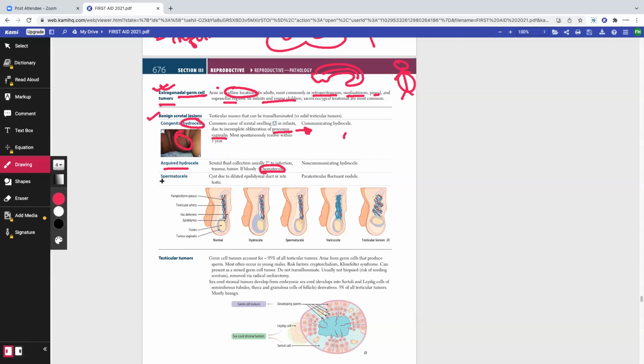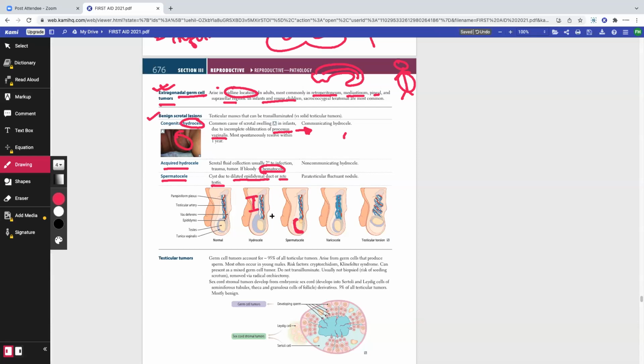Okay, hematocele. What is spermatocele? Spermatocele is cystic dilatation due to a dilated epididymal duct or retrotestis. This is spermatocele. As you can see, this is the dilated portion. This is hydrocele. And this, as you can see, can you guys see this blue line? Yes or no? This blue line is the connection of the processus vaginalis to the abdominal peritoneum.